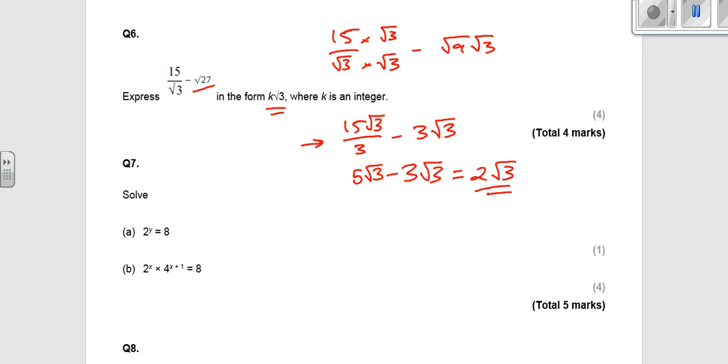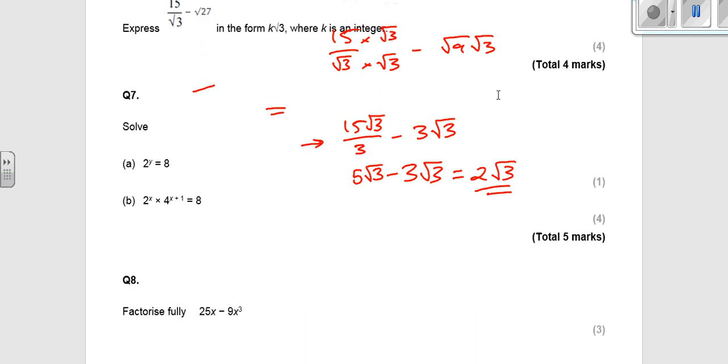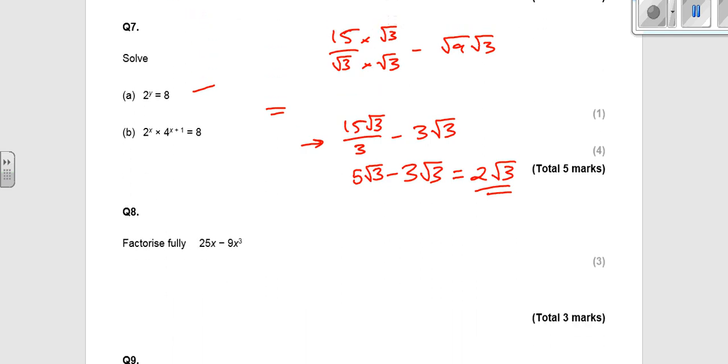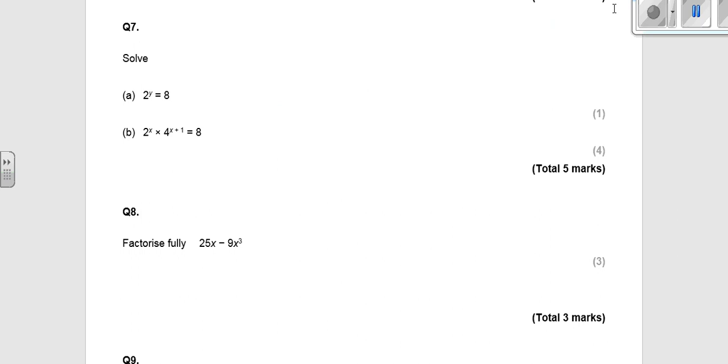Now question 7. This was done brilliantly for part A, horrendously for part B. So let's see how we go about doing it. So 2 to the power of something is 8. So therefore we know that 2 cubed equals 8. So we know that y equals 3.